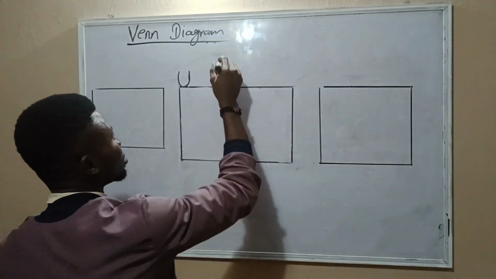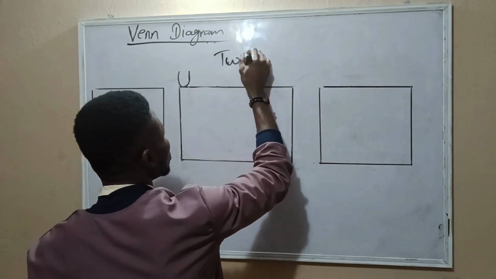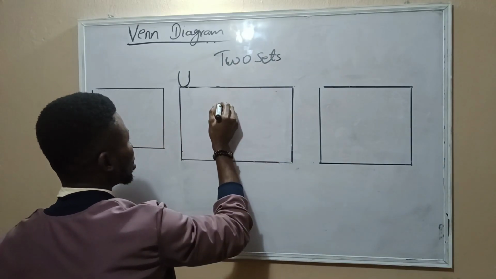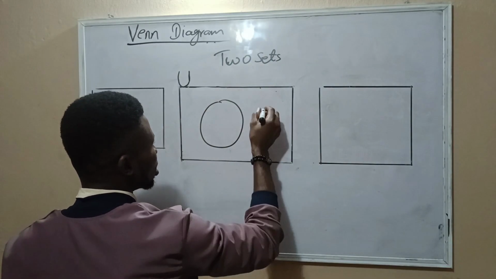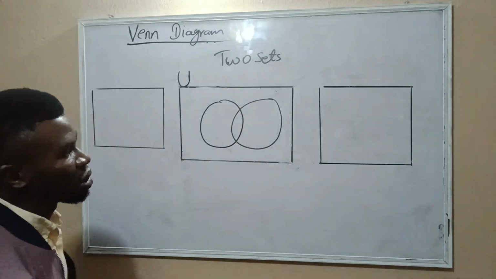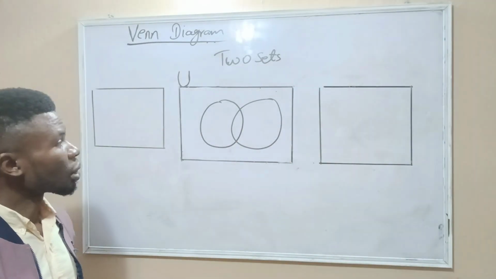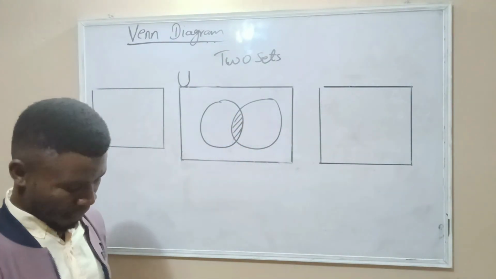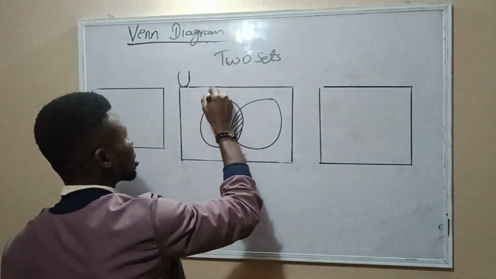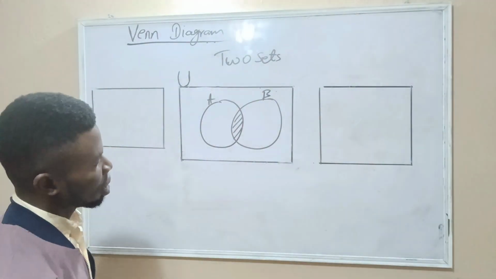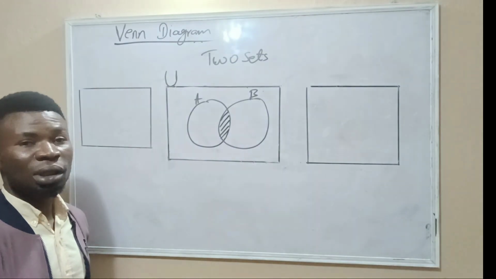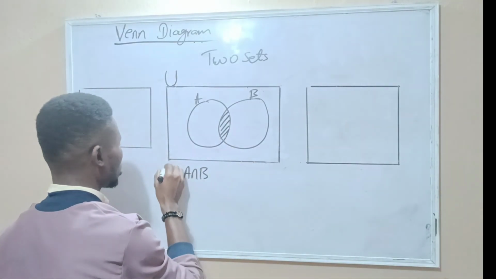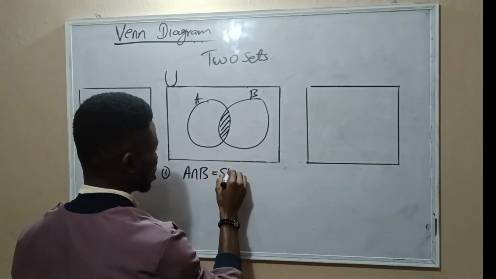Let's look at two sets now. Now we have one circle like this, and then we have another one like this. And then this area is shaded. We have this as A, this as B. Okay, this is how it is represented. That is A intersection B. This is number one. Refer to the shaded area.